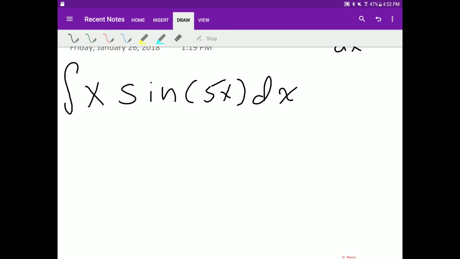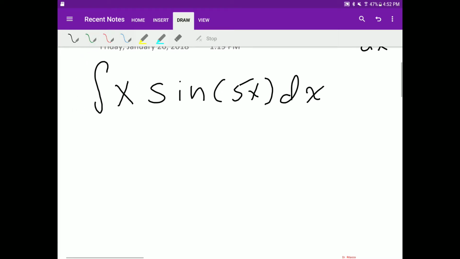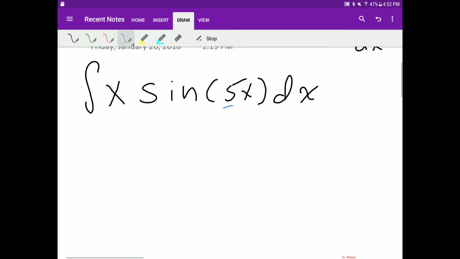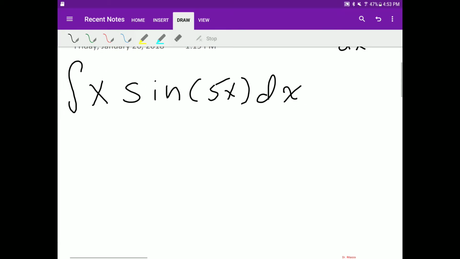And it is not u substitution. Because if it was u substitution, we'd have an inside function and an outside function. Well, we do have an inside function, and our inside function is 5x, and our outside would be x. And x is not the derivative of 5x. So we can't use u substitution here. So we'd be stuck if not for integration by parts.